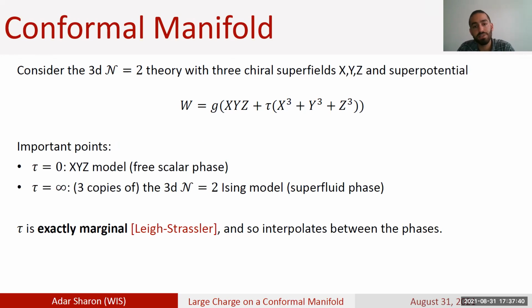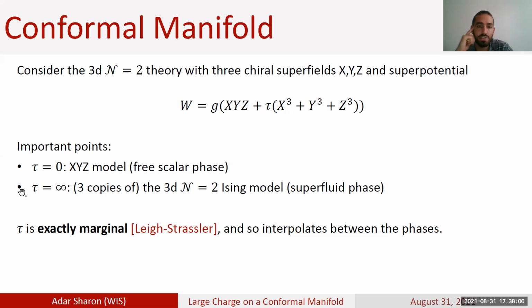There are two interesting limits for the theory. So one is tau equals 0. Tau equals 0 is just the XYZ model we discussed before, so it's in the free scalar phase. The other interesting point is tau equals infinity. There we can throw away this XYZ term and we're left with X cubed plus Y cubed plus Z cubed. We get 3 copies of this supersymmetric Ising model. Tau equals infinity we expect to be in the superfluid phase.